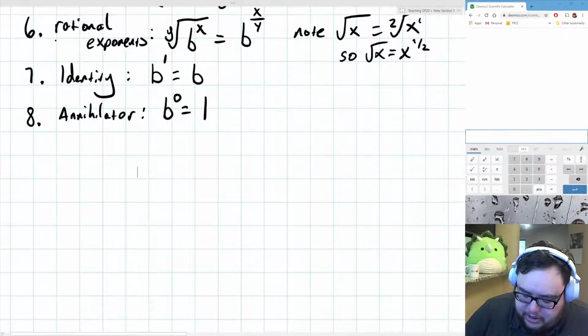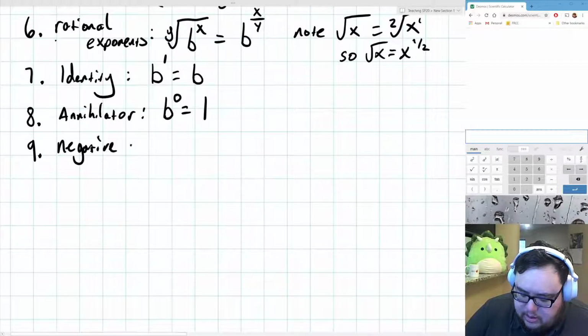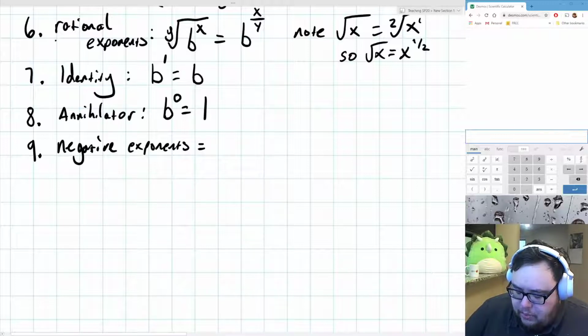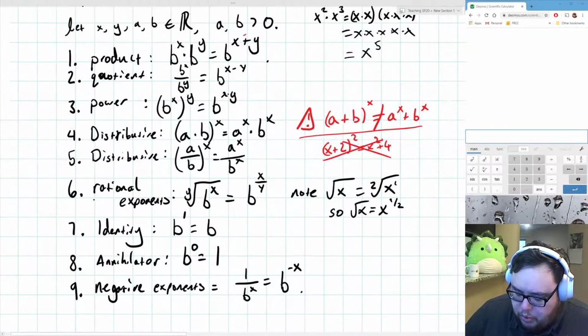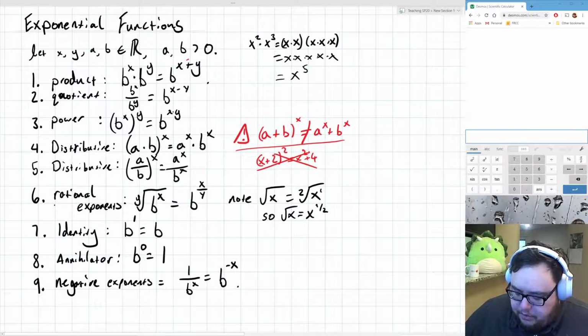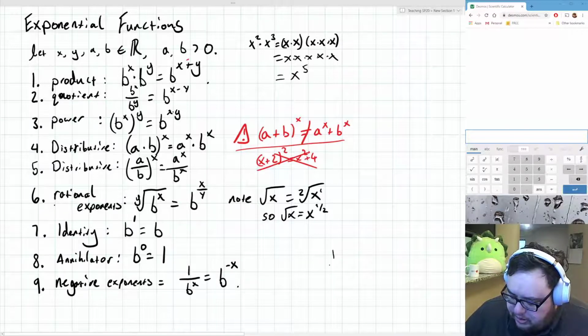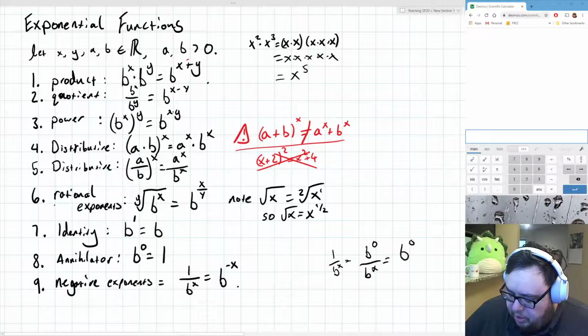And then one more property. This is rolled up into some of the other properties, but it's important. If we have 1 divided by b to the power of x, we can rewrite that as b to the negative x. This property follows directly from the quotient property of exponents, b to the x over b to the y. 1 over b to the x is just b to the 0 divided by b to the x, which is b to the 0 minus x, which is b to the negative x.